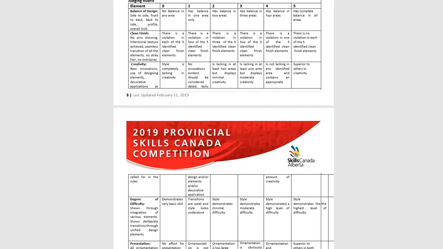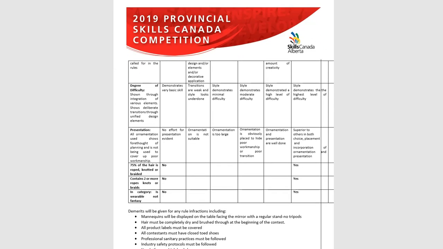The next one is creativity. New innovations, use of design elements, decorative applications as called for in the rules. Again, we break this down as to how much creativity was used and what those transitions looked like as the student has moved from one braid to another or incorporated a different design element. How did that flow and how is the creativity being shown?